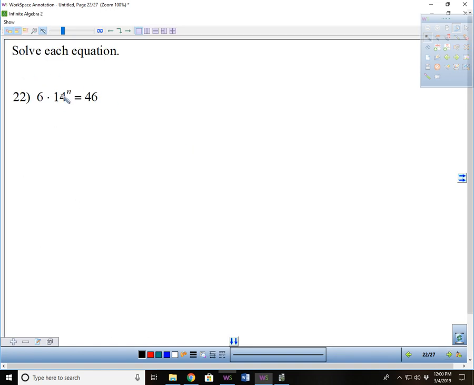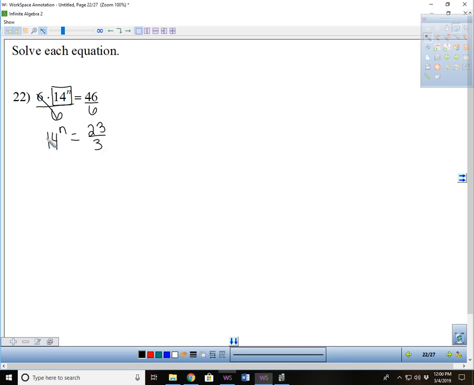All right, now we're solving the equation without a log in it. So I want to get this part by itself first, the part that's got the number raised to the variable power. So I'm multiplying by 6, so I want to divide by 6. So I've got 14 to the n equals 46 divided by 6. All right, and that doesn't divide evenly, so you just reduce it, so you get 23 over 3.